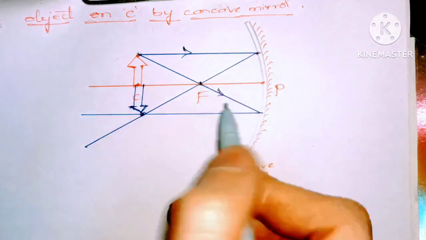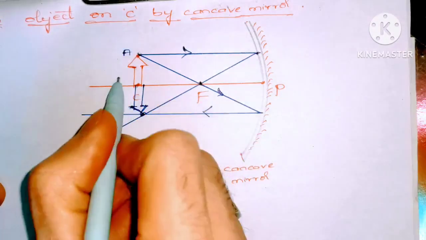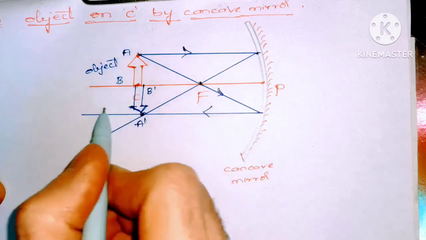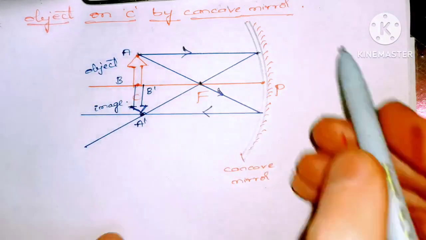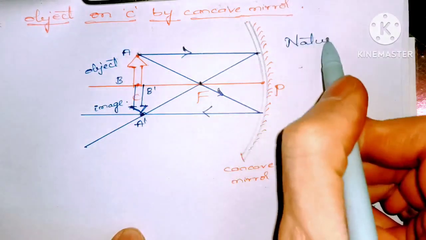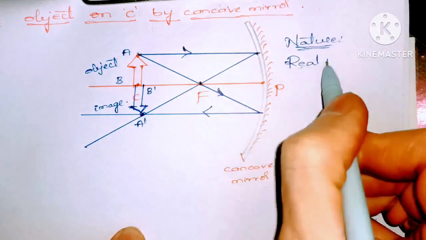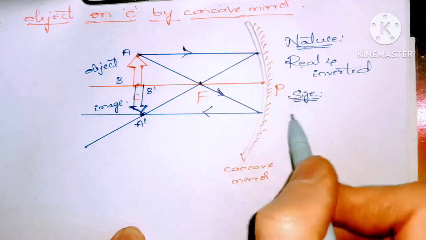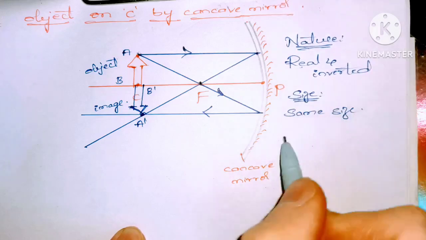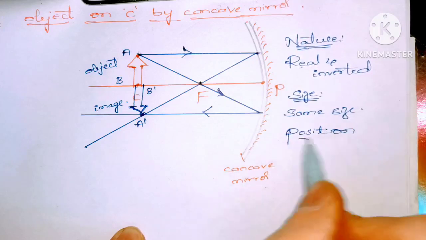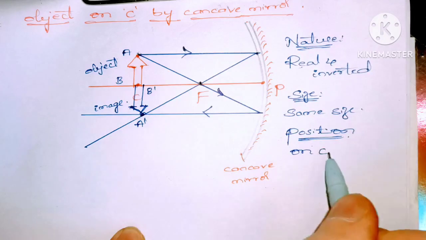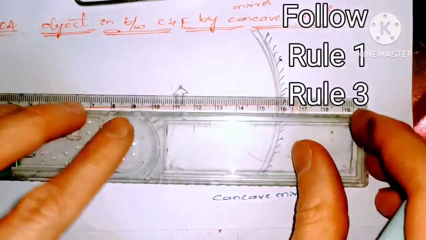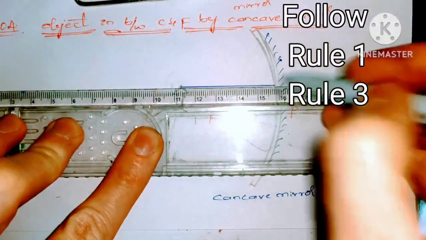Remember the first rule and the second rule. Rules you have to remember, my dear students. Then easily you will be able to draw without any confusion. This mirror construction slightly confuses. If you practice 1 or 2 times, then it will become a hobby to you. Now the nature of the image, real and inverted, and the size of the image, you see the object is equal to the image, so same size. Position is on C.